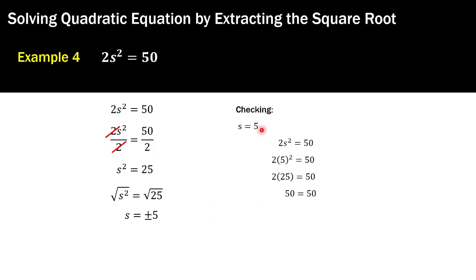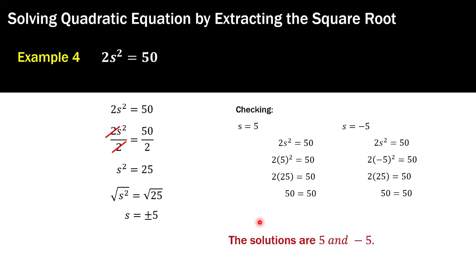To check, we can substitute 5 into the given equation. That would give you 2 times 5 squared. 5 squared is 25 times 2, that would give you 50. When s is equal to negative 5, this would give you negative 5 squared. That would be 25 times 2, so that would be 50 is equal to 50. Therefore, we can say that the solutions of 2s squared is equal to 50 are s is equal to 5 and s is equal to negative 5.